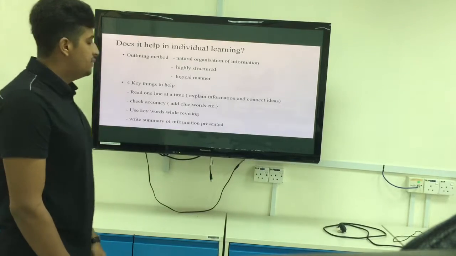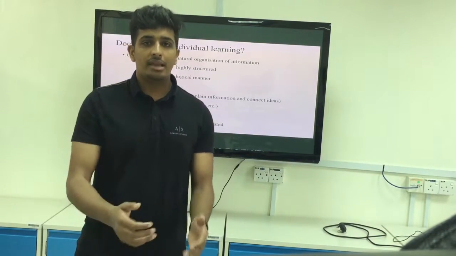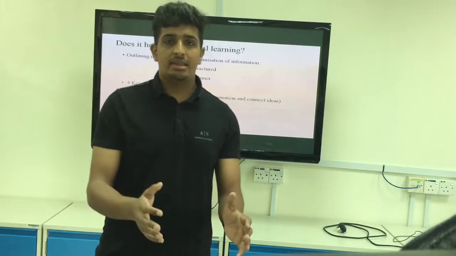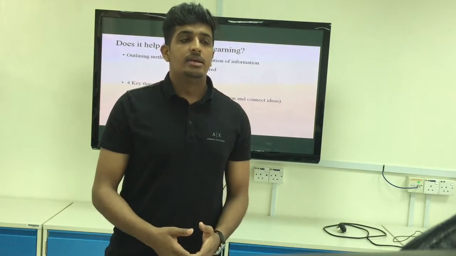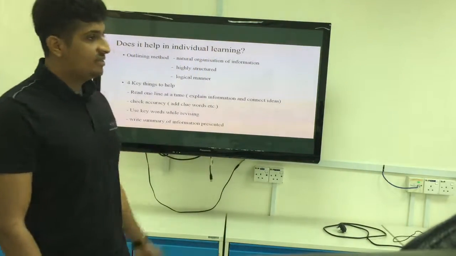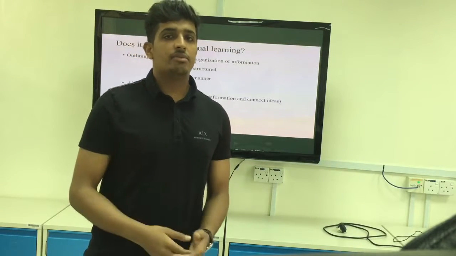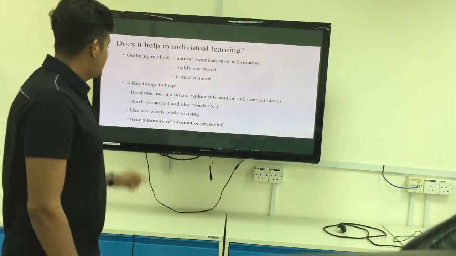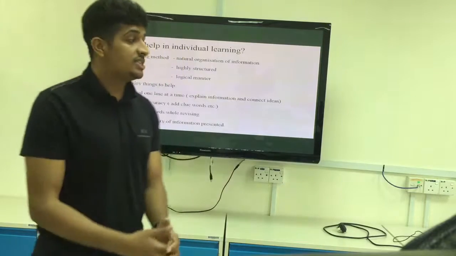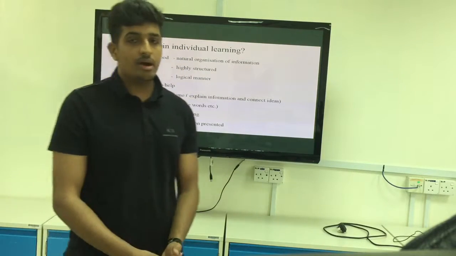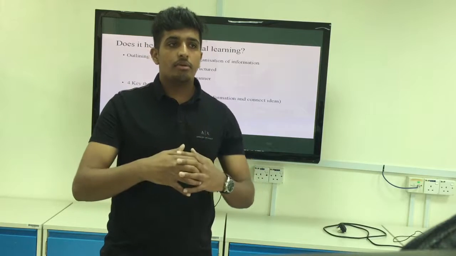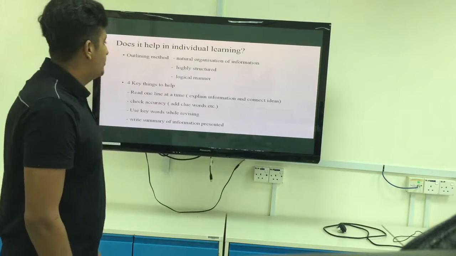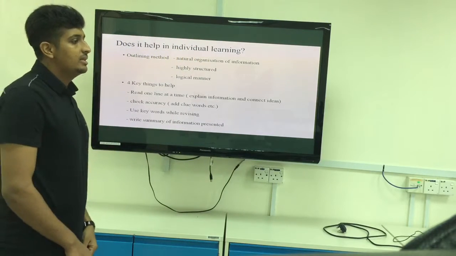The third one is use keywords while revising. For example, you can highlight a certain word which is the most important one in that topic or that line. And if you highlight just that single word, it will instantly give you an idea of what this topic is all about. And the fourth one is you need to write a summary of what you actually studied. You can just write down a summary, and it will give you the overall idea or an overview of your topic. So that's actually very helpful in independent learning as well.